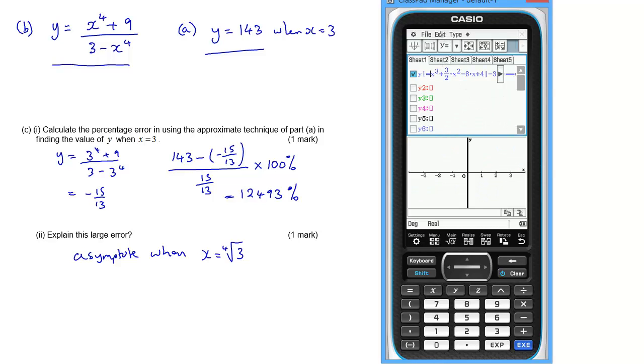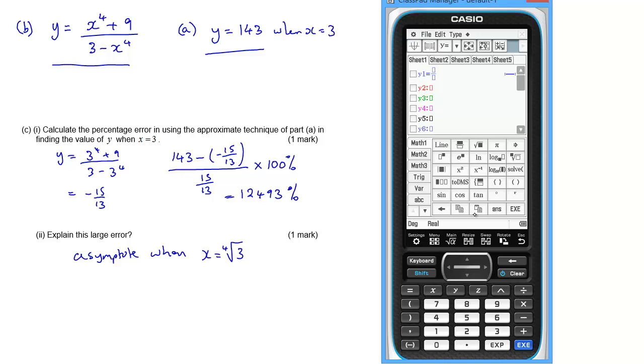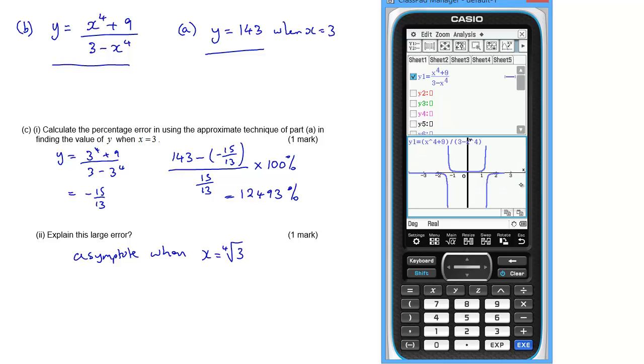So let's clear everything, and then we'll plot. So we've got x to the 4 add 9 divided by 3 minus x to the 4. And if we graph that, it looks like that. So what happened with our step-by-step is it just keeps going up here, and it misses the fact that this comes around like this.